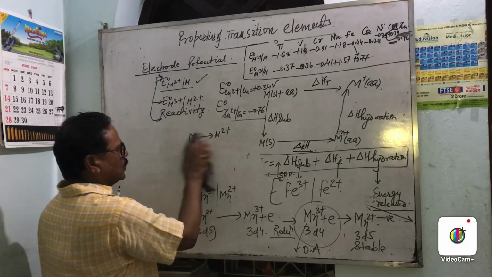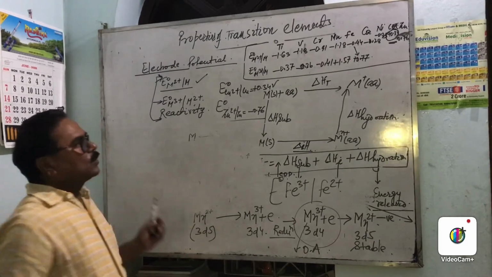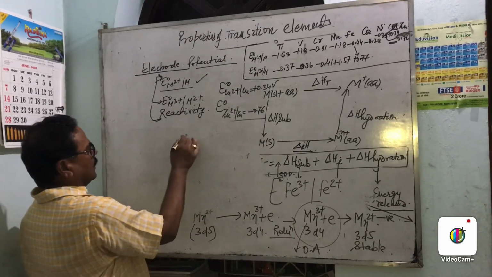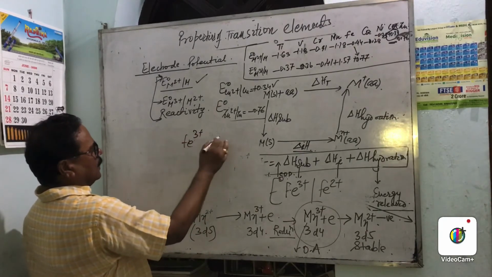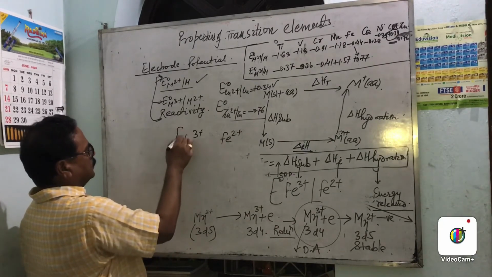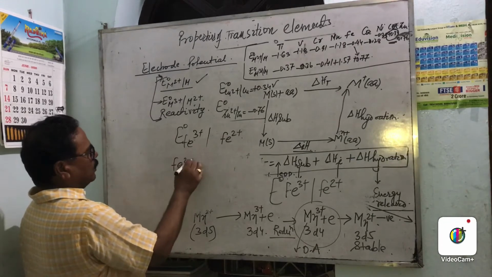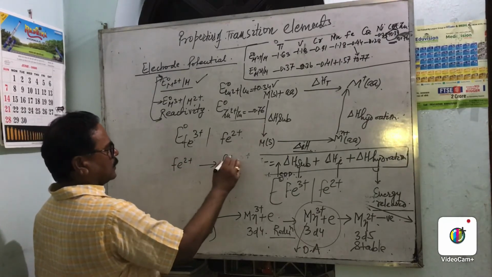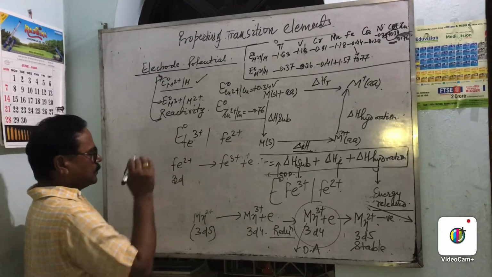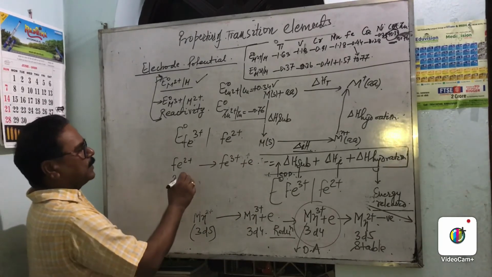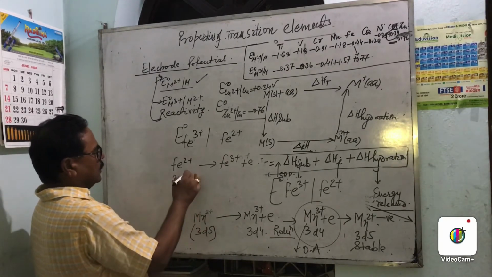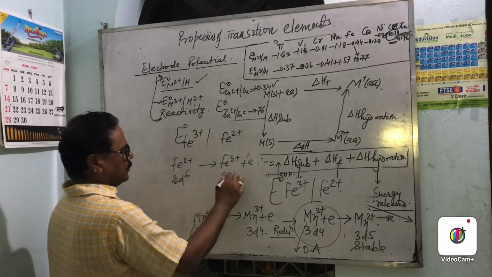Similarly, if we talk about chromium 2 plus, and this is iron. Suppose we take iron 3 plus and iron 2 plus. So iron 2 plus, and it is iron 3 plus, and this one. So this is a 3d what? This is 3d5 and this is 3d6. What is the special feature of this 3d5?